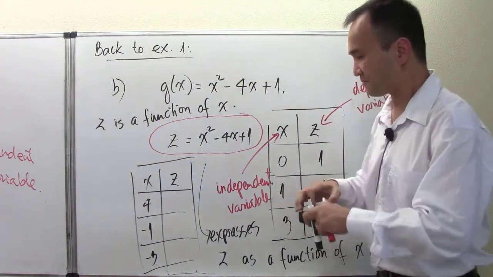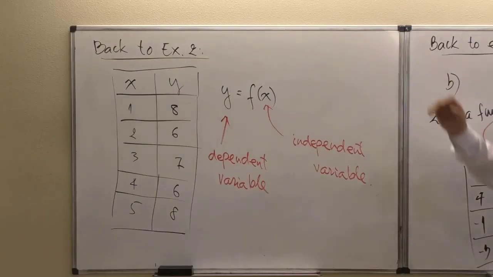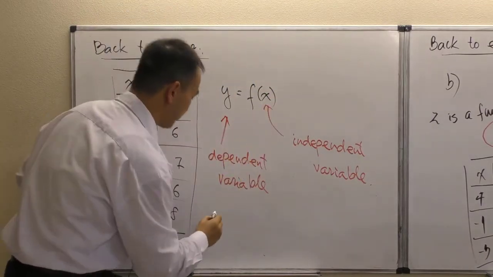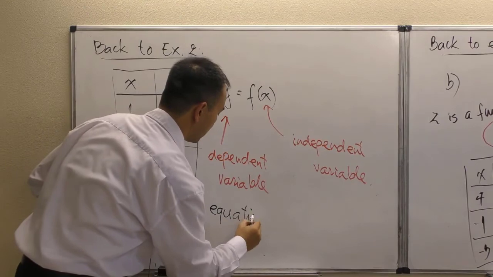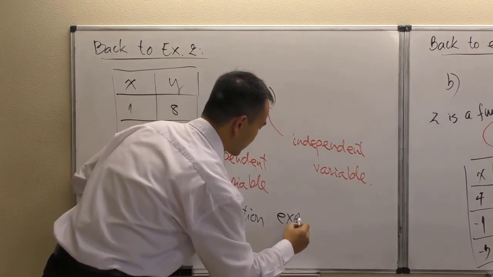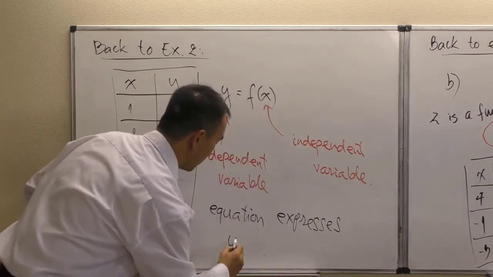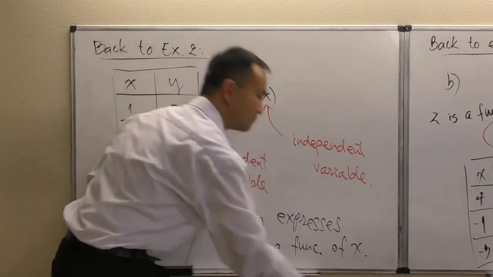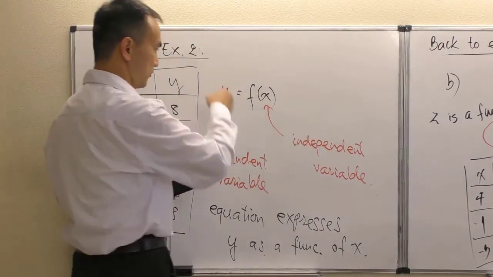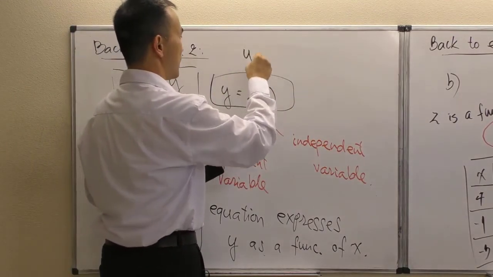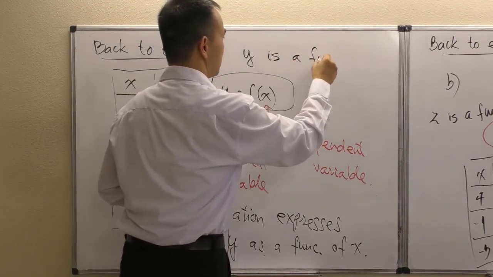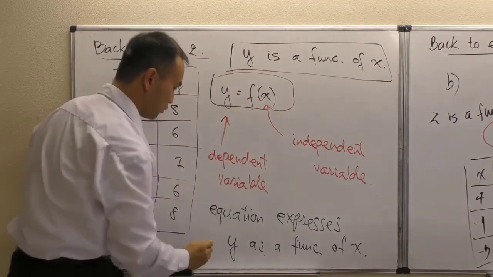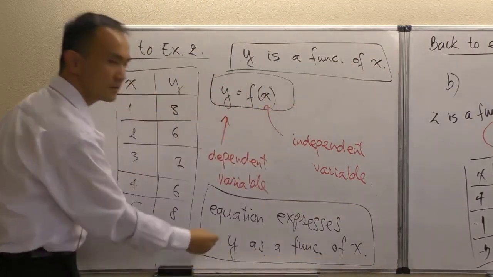Okay, and so now back in example 2, where I had it on the other board right here, you can see that this equation expresses y as a function of x. Or another way of saying, right from this equation, you can say that y is a function of x. These are equivalent wording. That means the same thing.